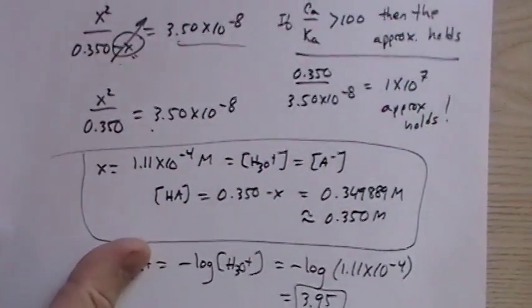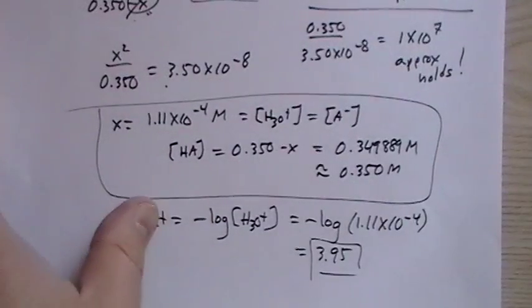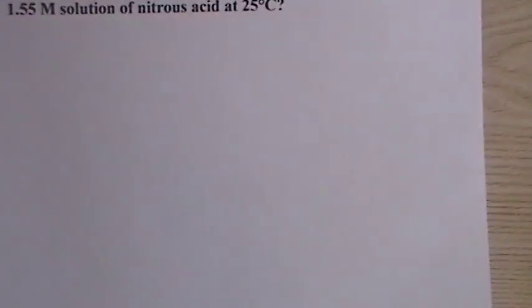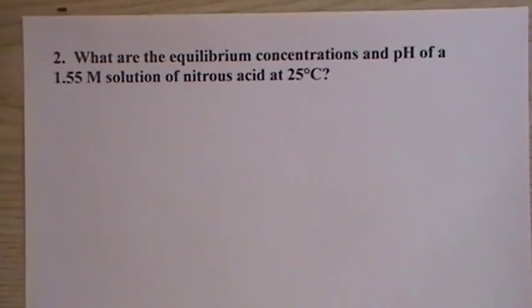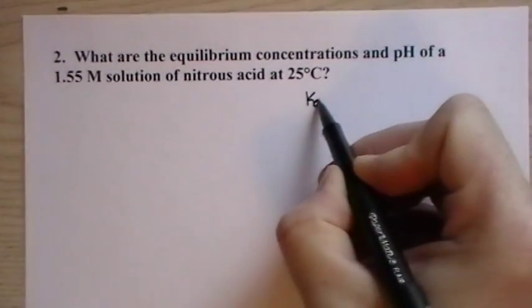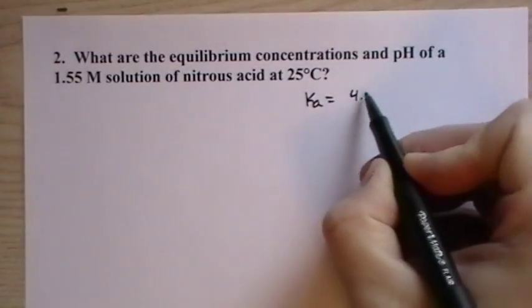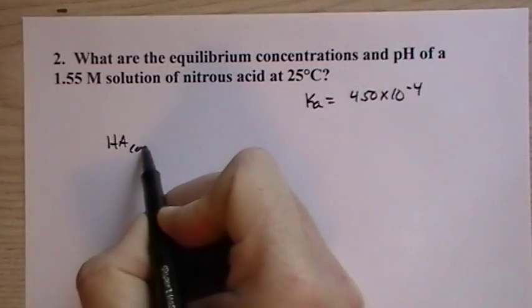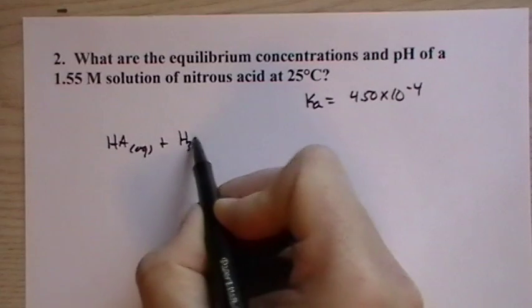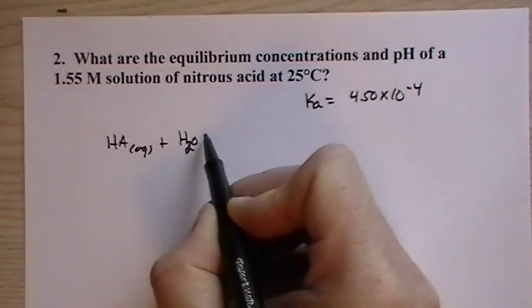Okay, let's make sure everything's on there. We have 2 here. Okay, go a little bit faster. This is nitrous acid. The Ka for this is found in a table in our book, and it's 4.50 times 10 to the minus 4. Oops, that's H2O.